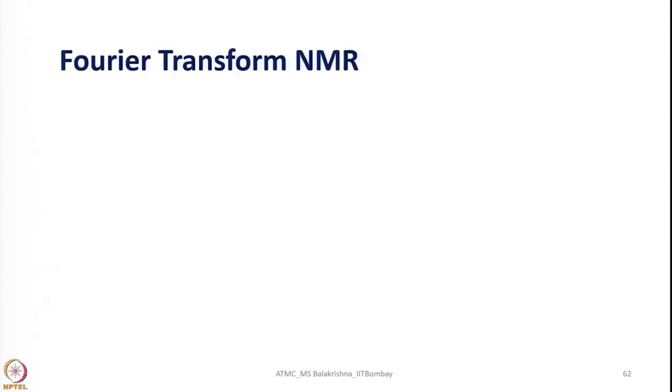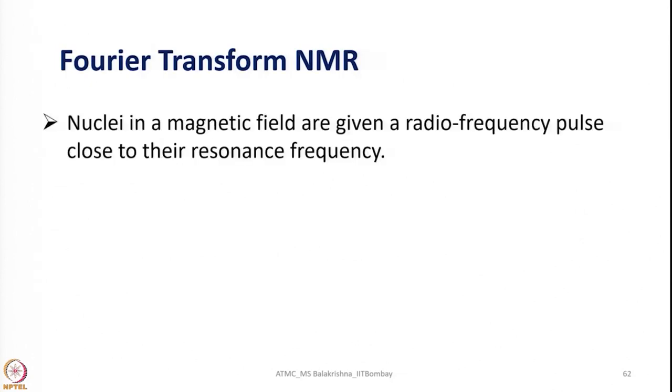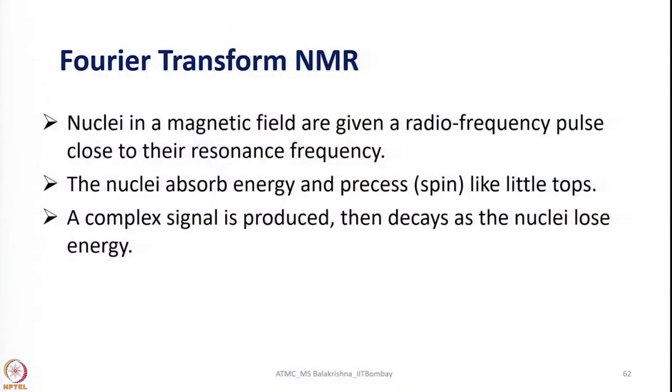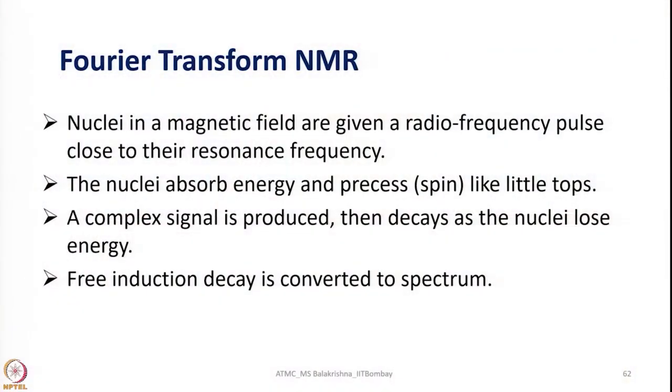What is FT NMR? Fourier transform NMR. Nuclei in a magnetic field are given a radio frequency pulse close to the resonance frequency, and then the nuclei absorb energy and precess, spinning like little tops, and then they flip, and a complex signal is produced, which then decays as the nuclei lose energy. That means when it comes back to the ground state. The free induction decay is converted into a spectrum. We store the FID and later you can convert that into a spectrum.